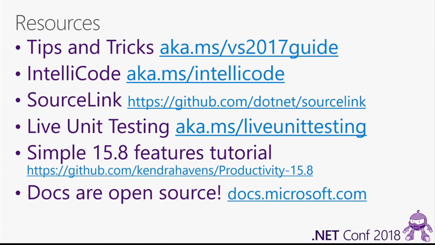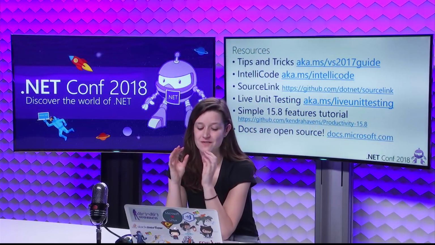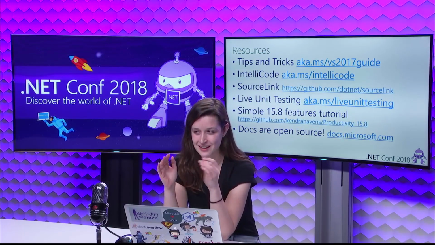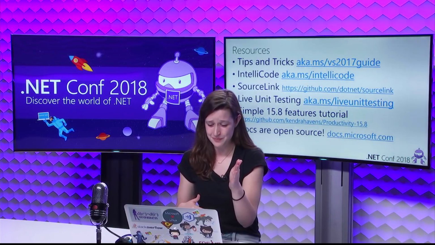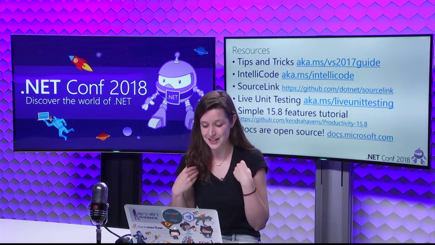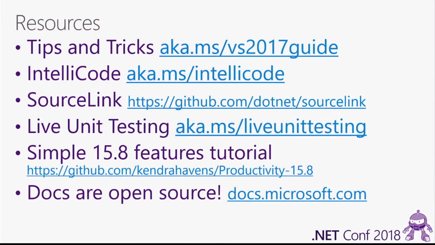I know a lot of people really love to focus only on the Visual Studio version 15.8 brand new features. So I made a one-page simple tutorial on all of the productivity 15.8 features. That's in my repository on GitHub/KendraHavens/productivity-15.8, so you can download that and check it out. It's really simple: you just go straight through the file and enable all of the refactorings that I explain how to do in the comments on all of the methods.